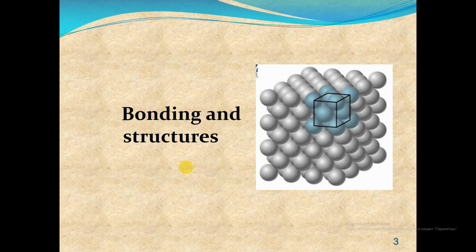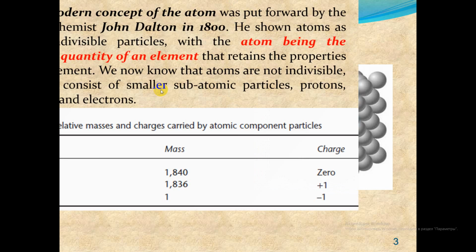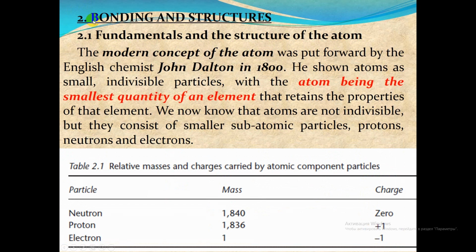The idea that matter is made up of small, discrete particles is a very old one. Such a scheme was described by Democritus over 2000 years ago. Now we understand the fundamentals and the structure of the atom.